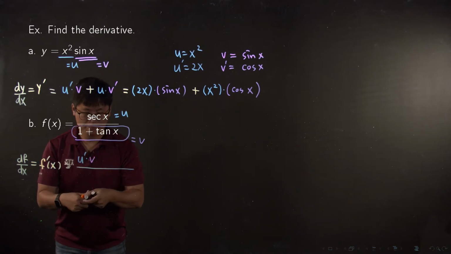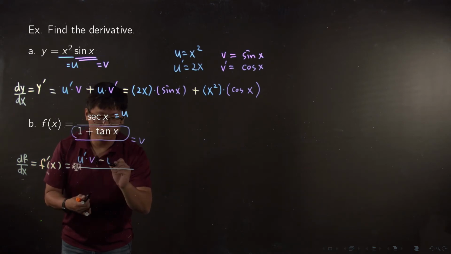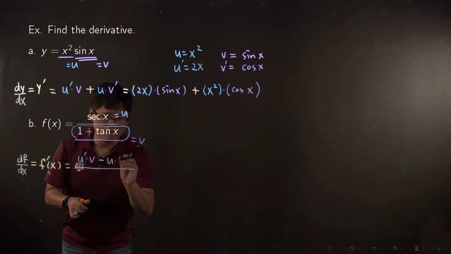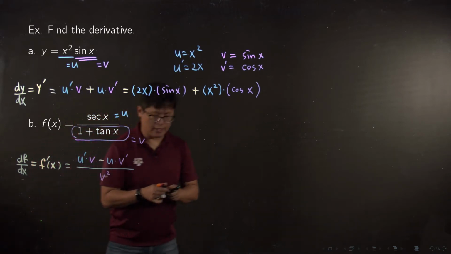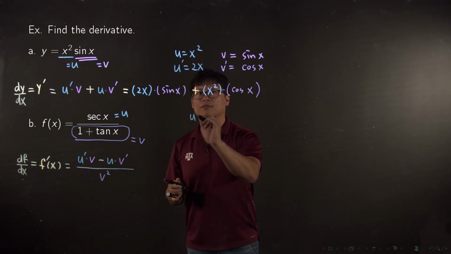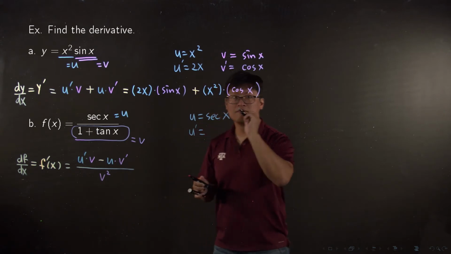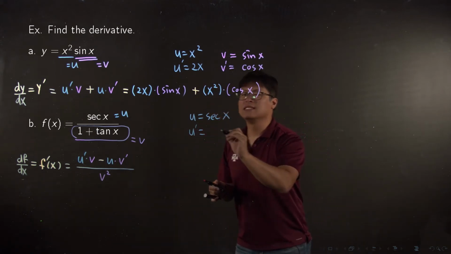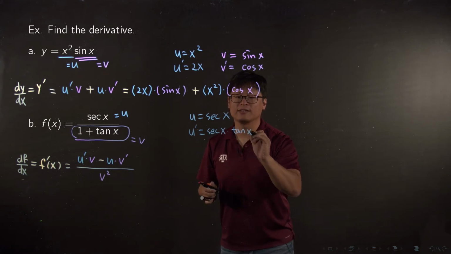So u prime times v, minus, because that is quotient, u times v prime, over v squared. This is my puzzle. Now we have to find the pieces. The first piece u is secant x. What is u prime? Secant x times tangent x.